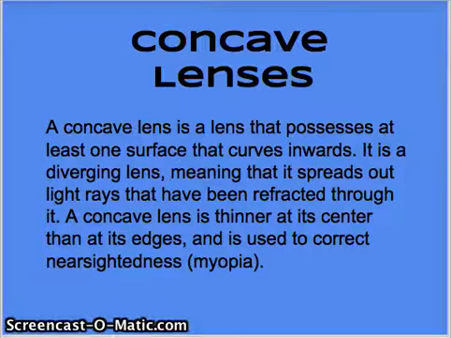Concave lenses. A concave lens is a lens that possesses at least one surface that curves inwards. It is a diverging lens, meaning that it spreads out light rays that have been refracted through it. A concave lens is thinner at its center than at its edges and is used to correct nearsightedness, myopia.